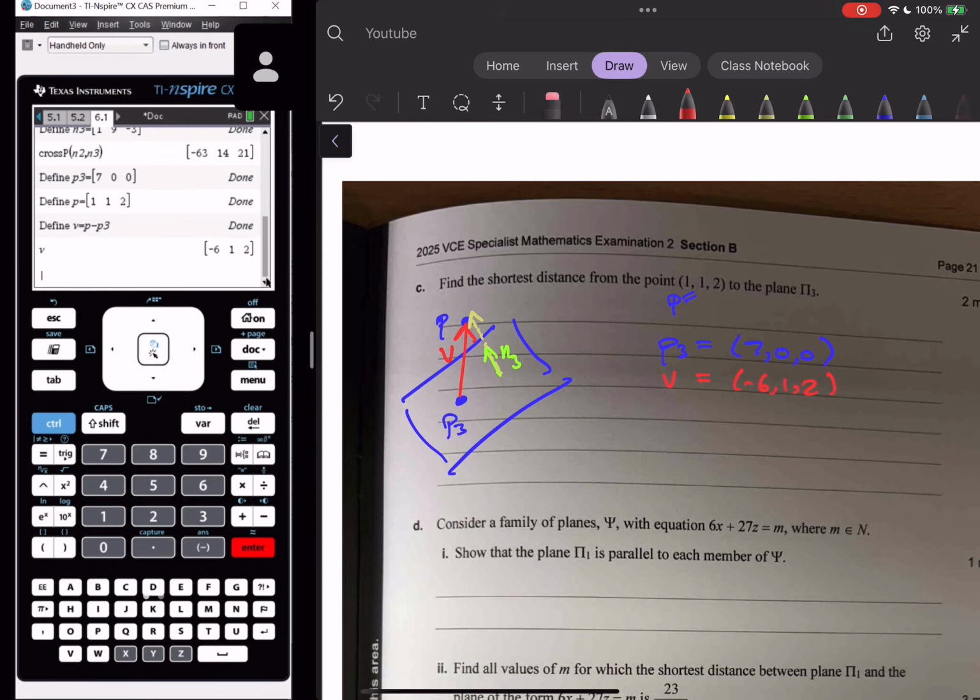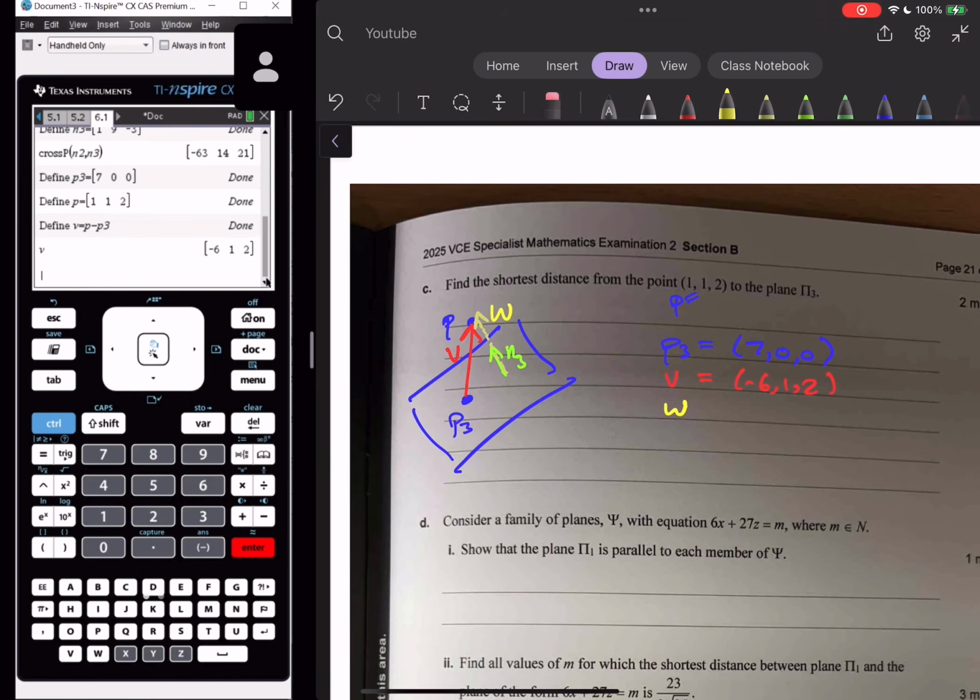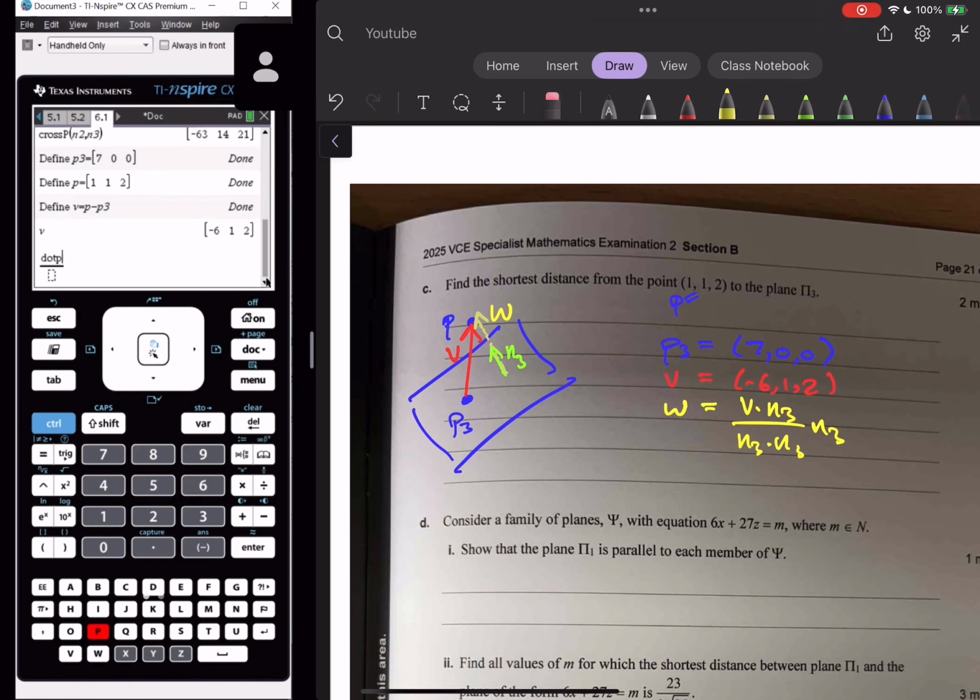And then I'm just going to project this onto N3. So let's call this projection, I don't know, W, let's say. So what's W going to be? W is going to be, well, the formula is something like, what was it? It was V dot N3 over N3 dot N3 times N3. At least that's the formula I remember, so I'm just going to go with that. It's probably a simpler formula to use, by the way, but I can't be stuffed recalling the simpler formula, so I'm just going to use what I have in my memory right now.